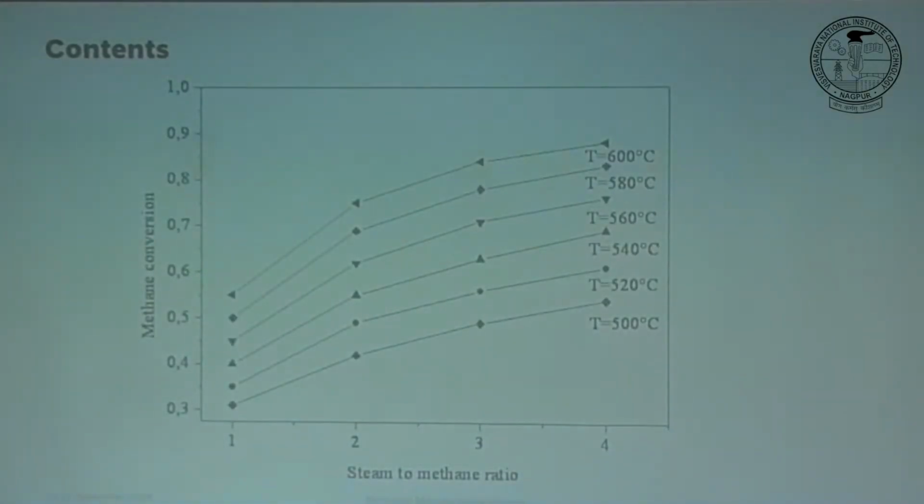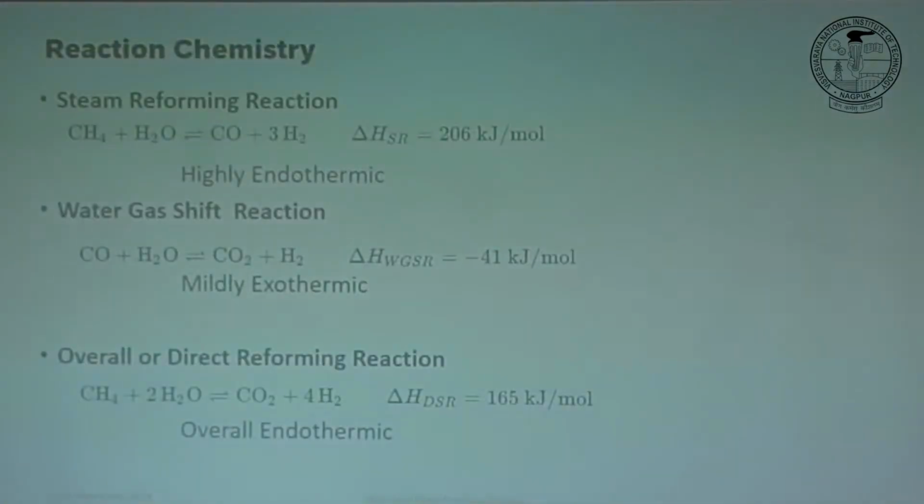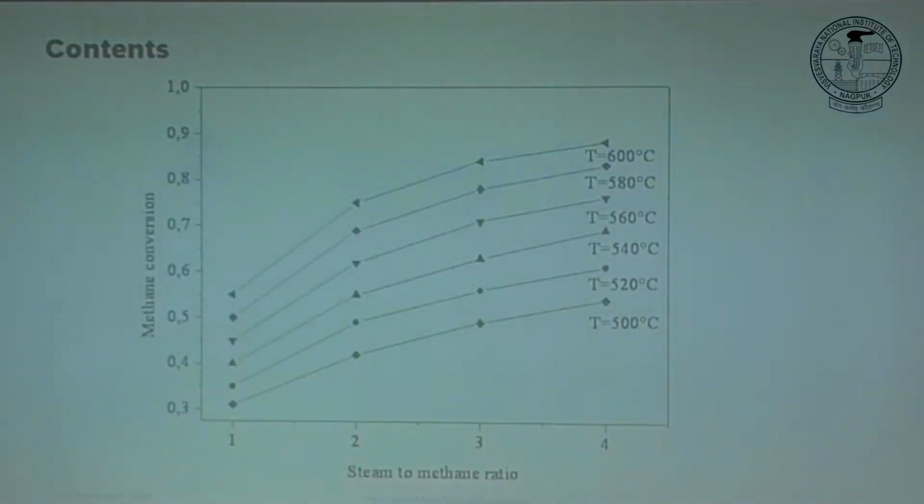So another parameter here is the steam and methane ratio. So we are putting, as you saw, methane and steam together, right? So higher the steam to methane ratio, higher is the conversion. And you could see also the effect together with the temperature.